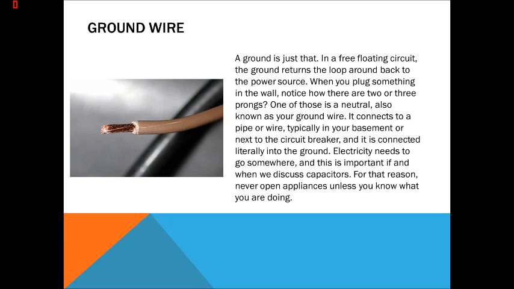The ground is just that. In a free-floating circuit, the ground returns the loop around back to the power source. When you plug something into the wall, notice how there are 2 or 3 prongs. One of those is a neutral, also known as your ground wire. It connects to a pipe or wire, typically in your basement or next to the circuit breaker, and it is connected literally into the ground. Electricity needs to go somewhere, and this is important if and when we discuss capacitors. For that reason, never open appliances unless you know what you are doing.